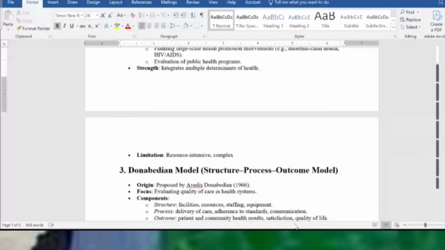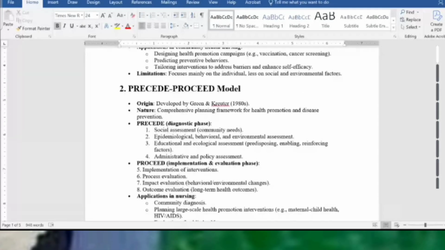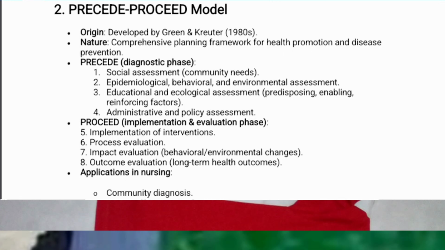Thank you so much. So what we can say is that this particular model is basically looking at the why behind health problems. Why are we having them? It is talking about the why in relation to health. This model was developed by Green and Kreuter in the 1980s, and PRECEDE is more on how to diagnose, in relation to social assessment.